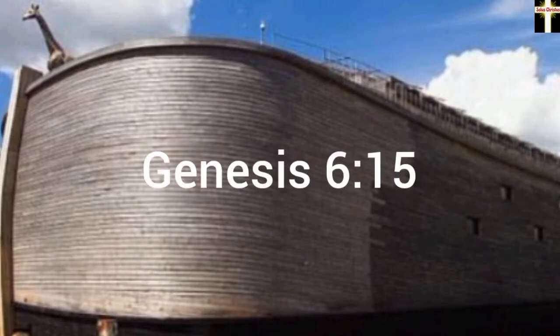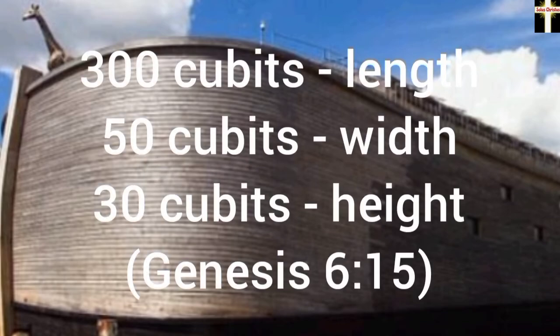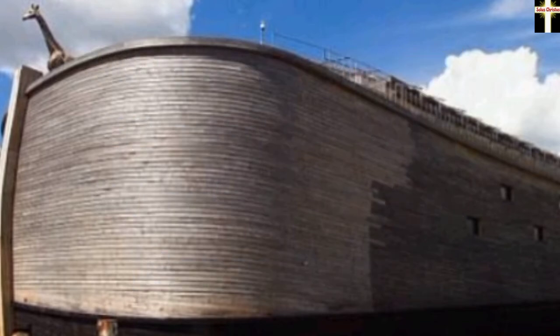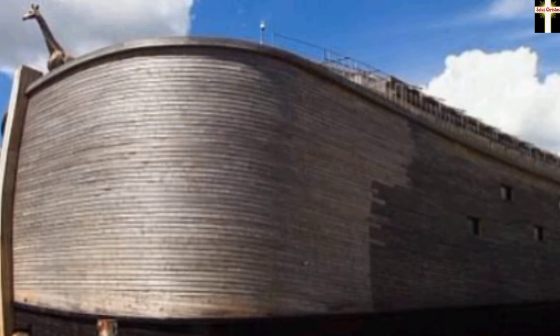We know that God instructed Noah to build a boat which was 300 cubits long, 50 cubits wide and 30 cubits high, and recommended gopher wood for the enormous lifeboat, and Noah was given the exact dimensions to survive the flood with his family and all the animals.